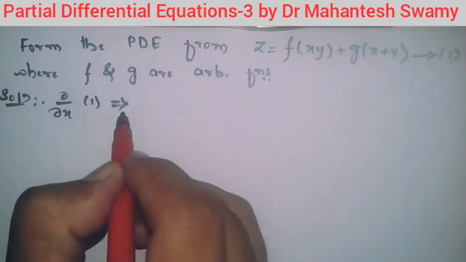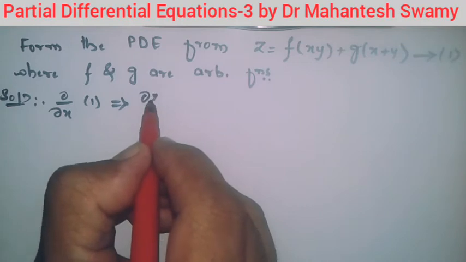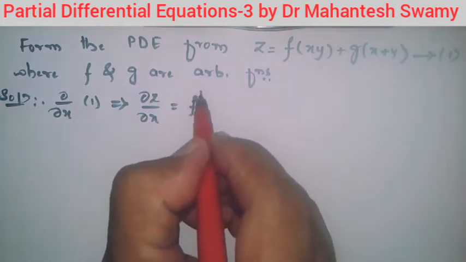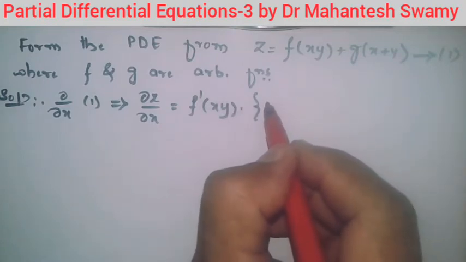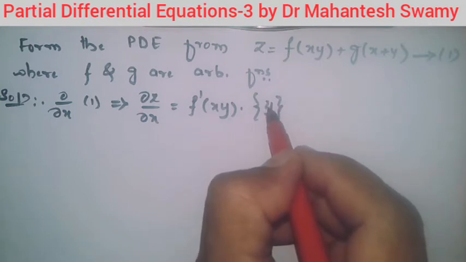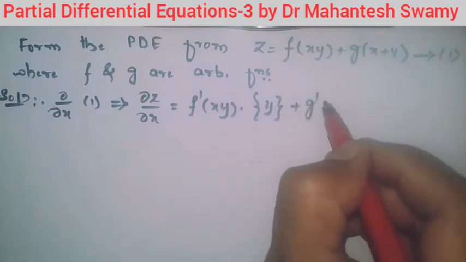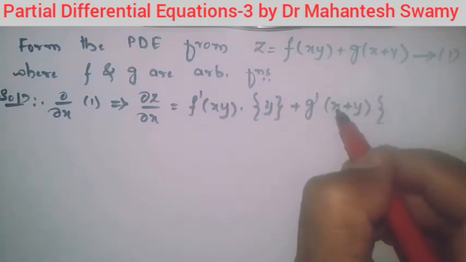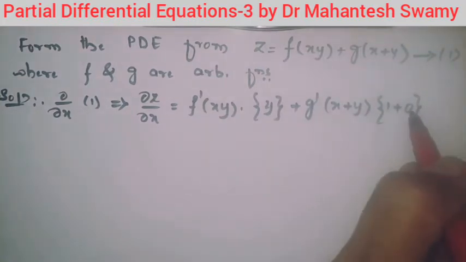The meaning of this notation is, that implies on LHS it is dou z by dou x, so simple, whereas on RHS f is a function whose derivative will be f dash, argument xy as it is, and the differentiation of the argument is: differentiation of x is 1, y as it is, because we are differentiating with respect to x partially, plus come to this term, differentiation of g is g dash, argument is as it is, into argument differentiation is 1 plus 0. Now differentiation of x is 1, differentiation of y is 0.